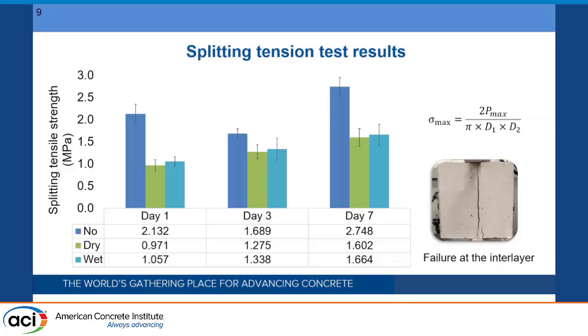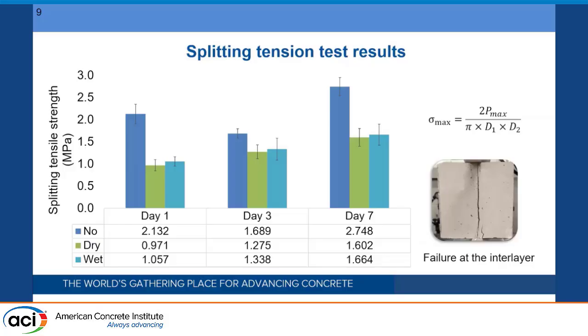Other than that, for the specimens that had interlayers, the interlayer bond increased steadily from day 1 to day 7, and on average, they had 60% higher tensile strength at day 7 compared to day 1. And these specimens all failed at the interlayer.